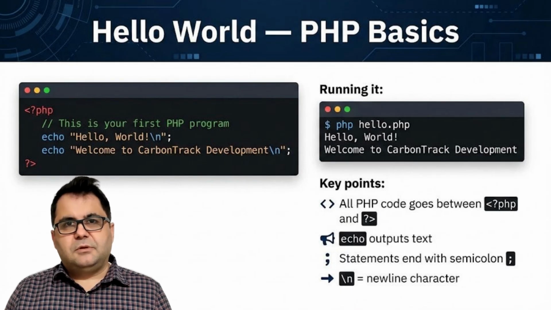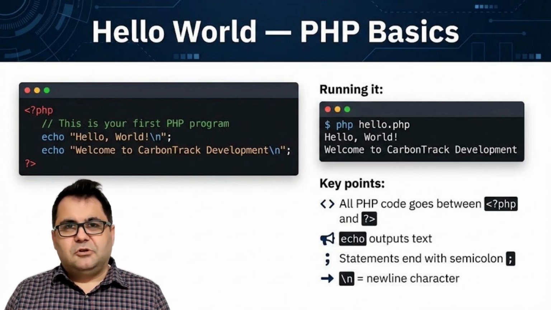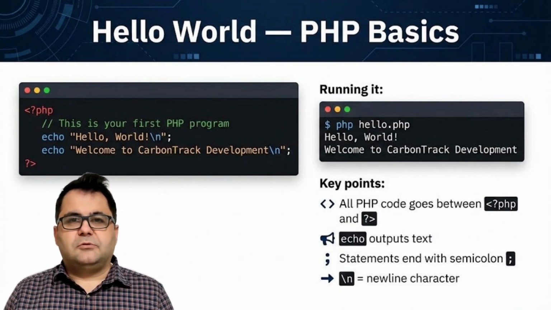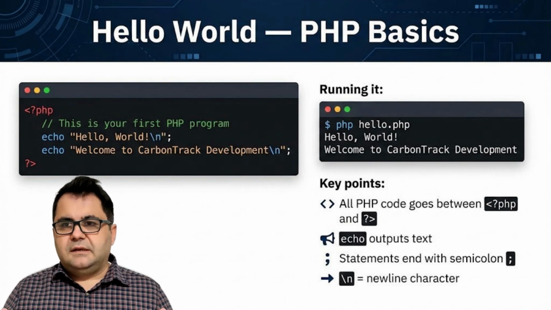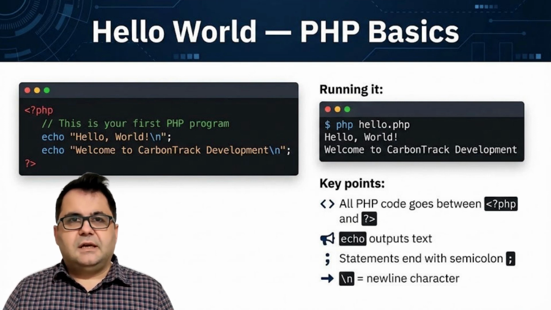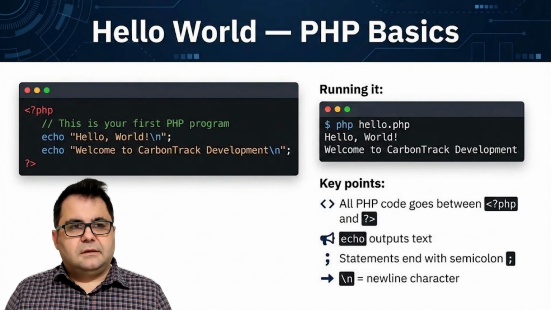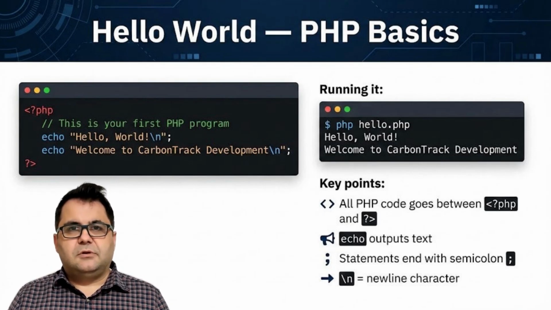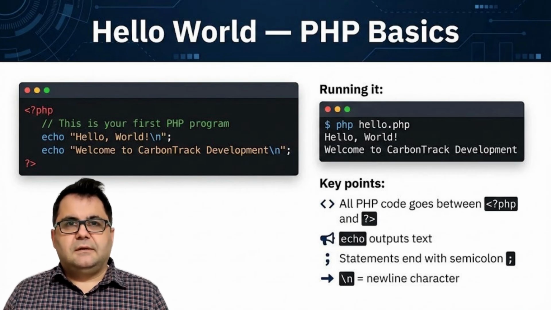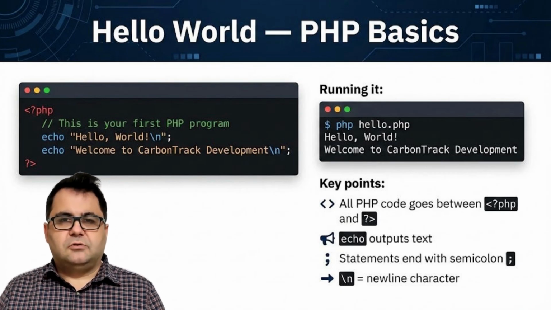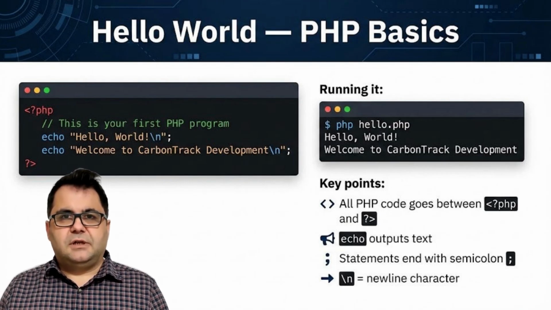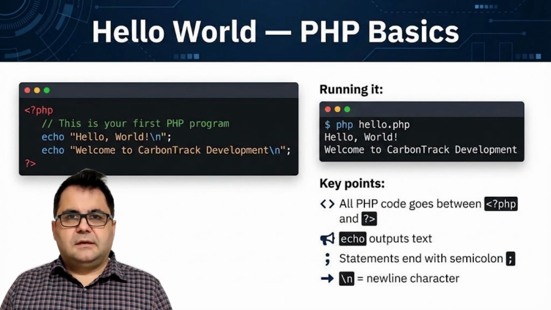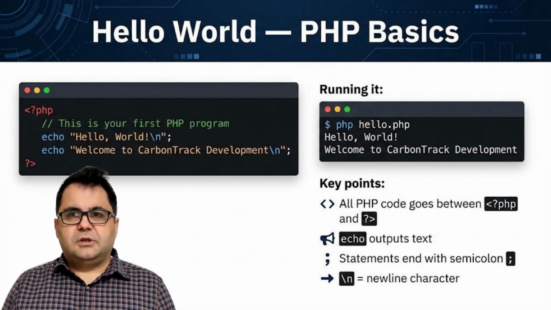Let's write our first PHP program. Every PHP script starts with the opening tag, but in pure PHP files, files that contain only PHP code, no HTML, it's actually recommended to leave out the closing tag. We'll discuss why later. The echo statement outputs text. Every statement ends with a semicolon. Forget it and you'll get a syntax error. The \n inside double quotes creates a new line. Save this as hello.php and run it with php hello.php from your terminal. If you see the output, PHP is working correctly.